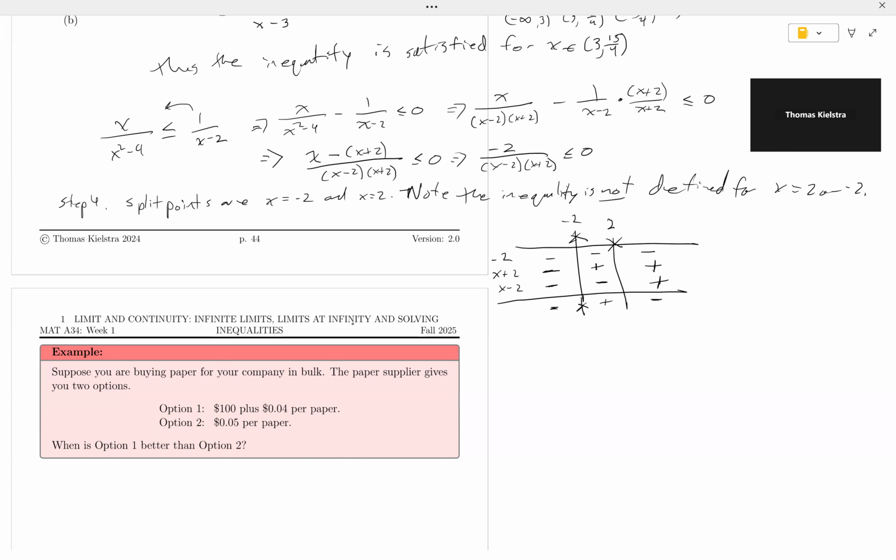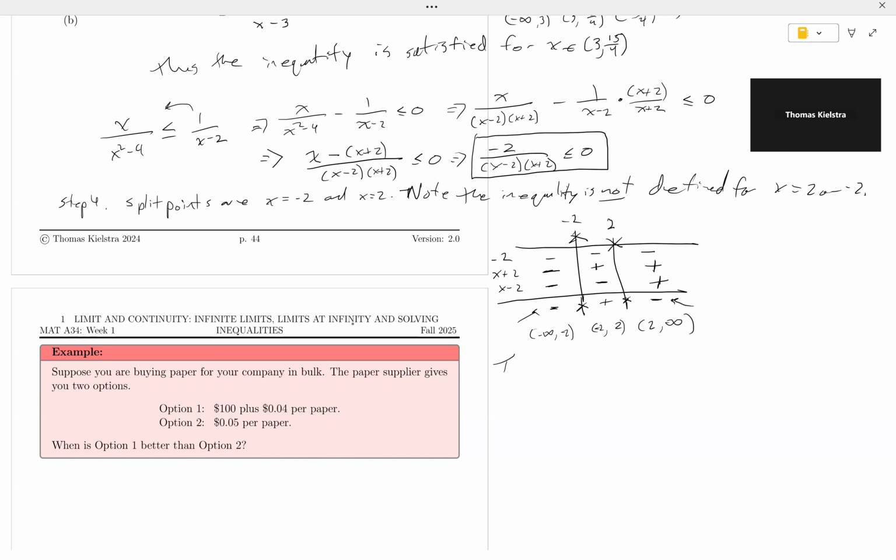And again, we're not defined on the splits. So this is going to be minus infinity to minus 2. This is minus 2 to 2. And this is 2 to infinity. Okay. Now, if we look at my last expression, it wanted less than or equal to 0. Well, this is true in these two regions. We don't include minus 2 or 2 because it's not defined there.